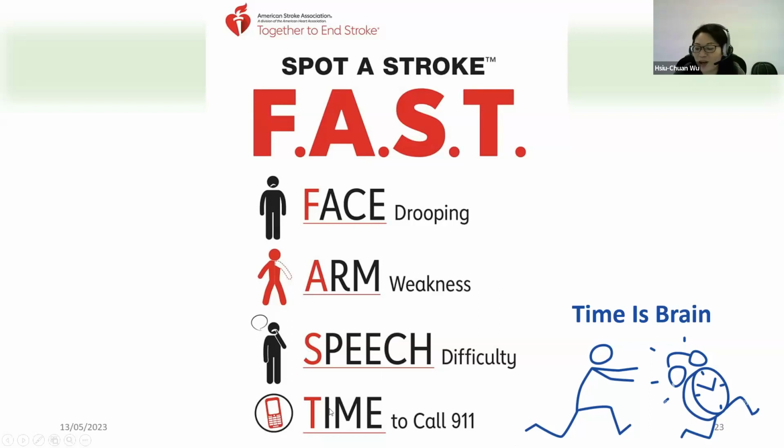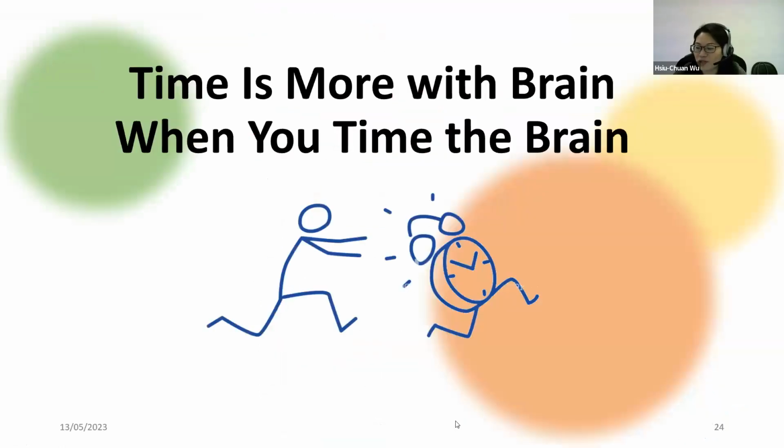The T means time. So in the United States, it's 911. In Taiwan, it's 119. I'm not sure what the number is in Malaysia, but it's better to write it down on your wall because time is brain. Why do I say time is brain? Because the longer your brain tissue suffers from ischemia, the larger the area there would be, and the less likely it will be salvageable.